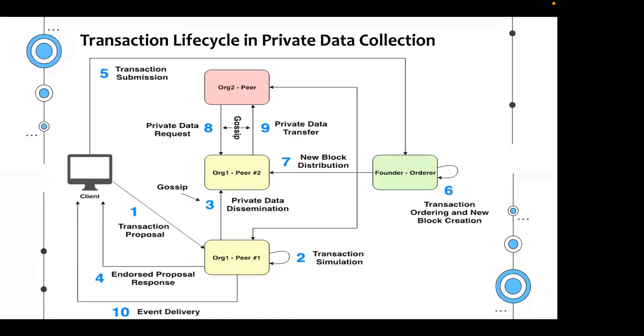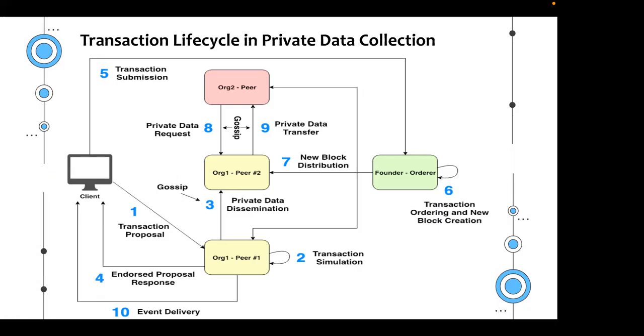So as you know, if you are using the private data collection, your data is not going to the orderer. Your orderer will not see your actual data. In normal transactions, your orderer will see the actual data, what data you are transferring or giving in the particular transaction. But in the private data collection, your orderer will not be able to see the data.